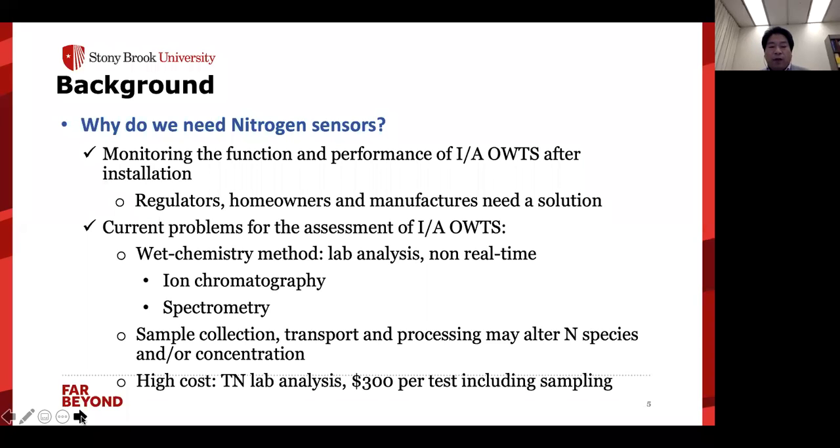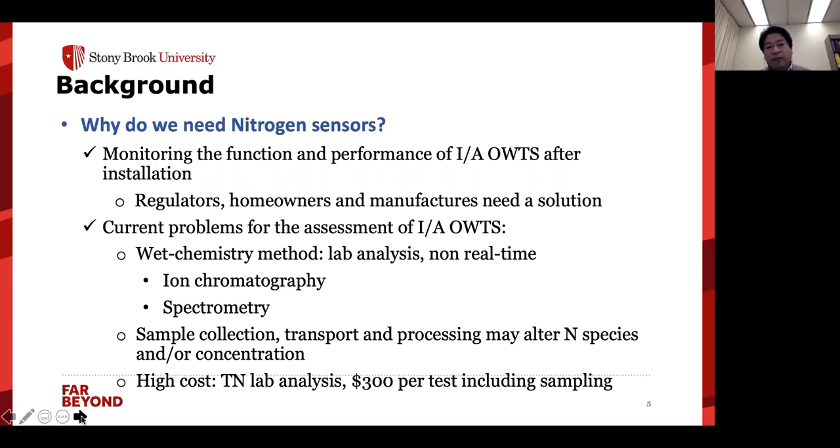Another thing, maybe the most important thing, is the sample collection. It needs a tremendous amount of time to collect a sample from the site. And also we know the sample collection, sample transport, and processing prior to the analysis need to be done very carefully. Our sample needs to be properly preserved. Otherwise, all these processes may change the nitrogen species and the concentration. Because a lot of time is spent on sample collection and sample testing, the cost for the lab test is high. Generally each test is about $300.